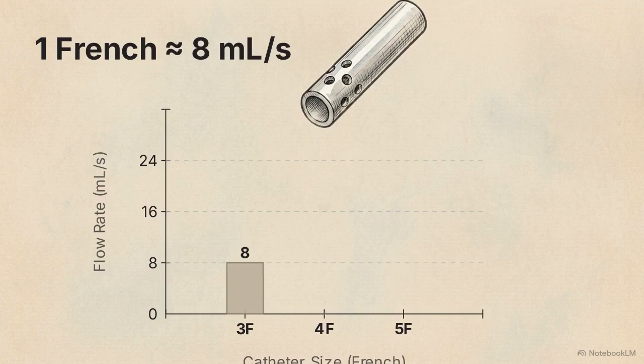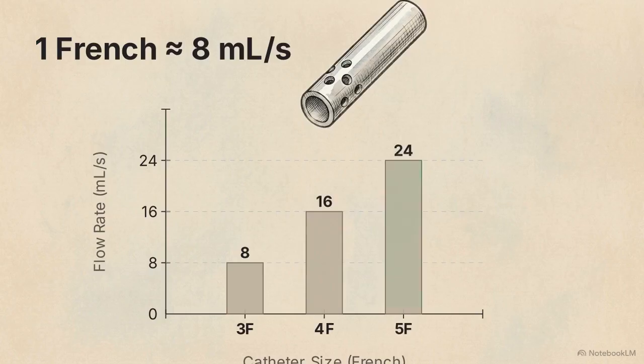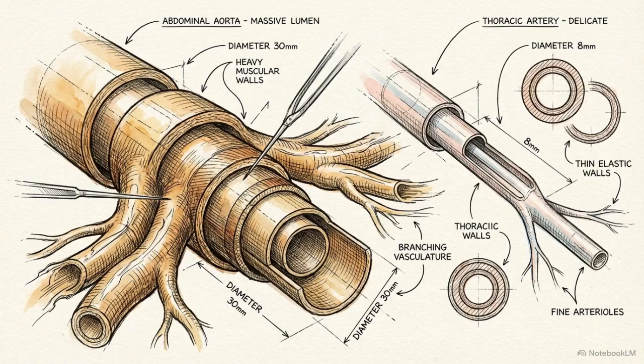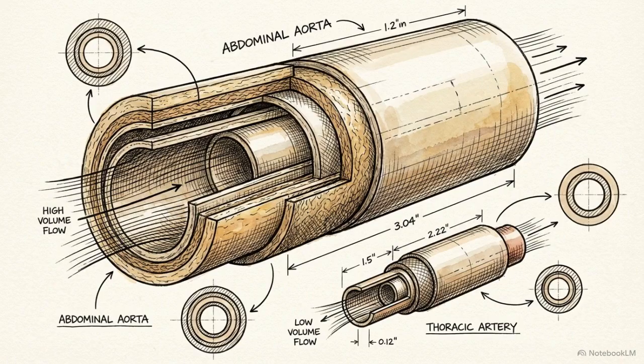A 3 French catheter maxes out at roughly 8 milliliters per second. A 4 French handles 16. A 5 French scales up to 24 milliliters per second. The total volume of that injection is then adjusted based on the specific capacity of the distal arterial bed. A large abdominal aorta requires heavily increased volume compared to a smaller thoracic target.